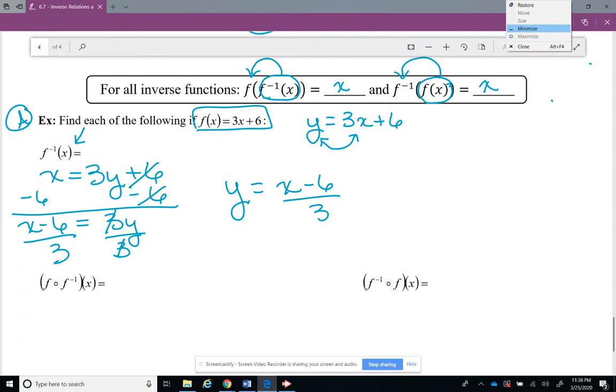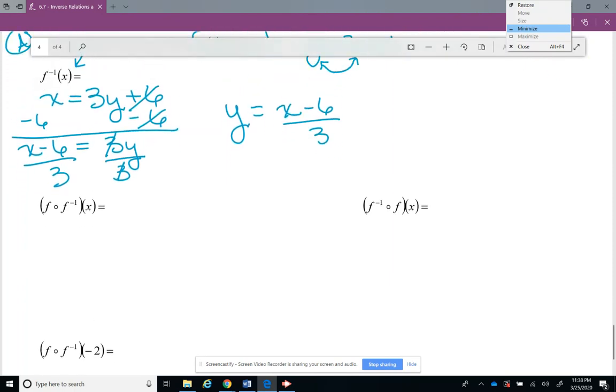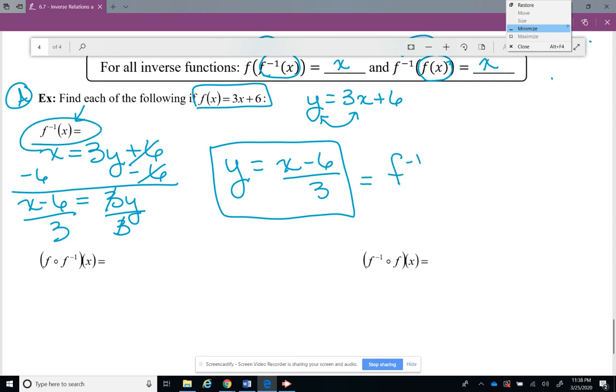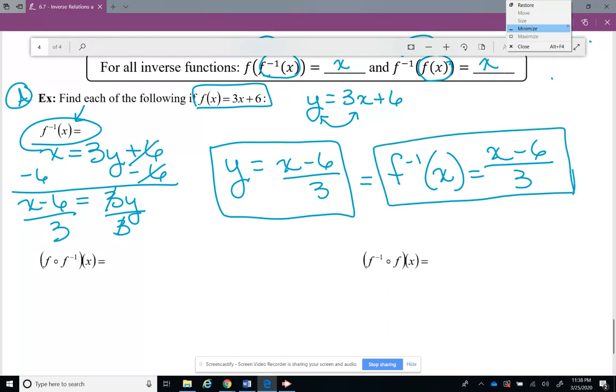Now I'm looking ahead, and they're not going to be asking me what the domain or the range is. They're not going to be asking me if it's a function. So I'm going to leave my problem like that. The only thing I'm going to do different is put the inverse of f there. I'm going to exchange it for the y and put x minus 6 over 3. So this right here that I'm double boxing is my answer, because we're going to need that in a minute.